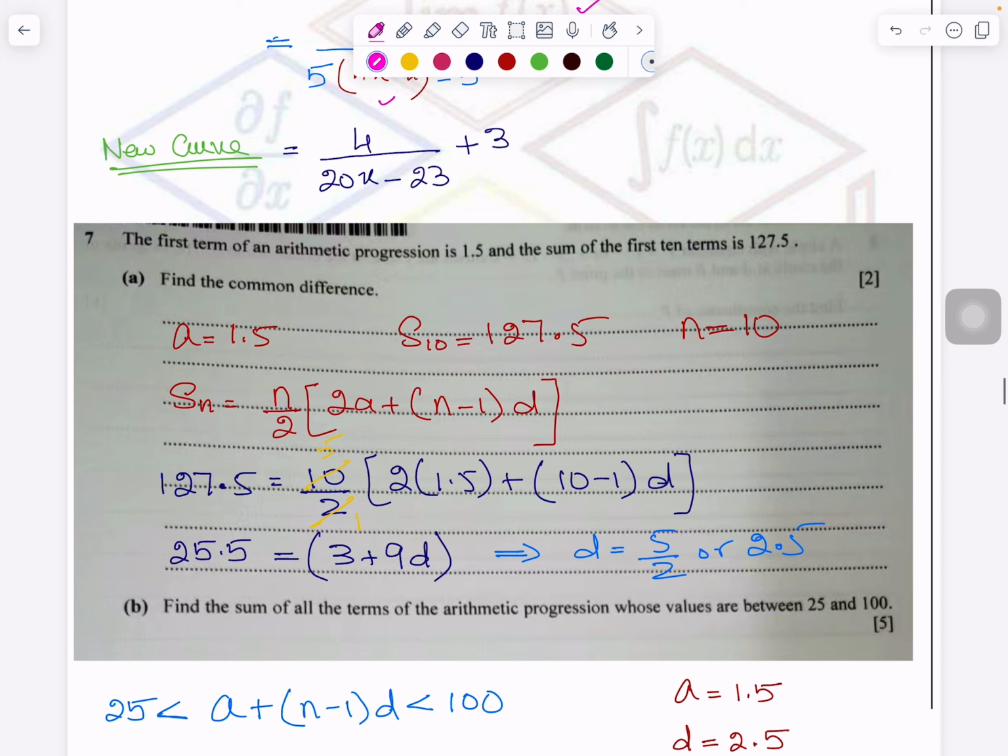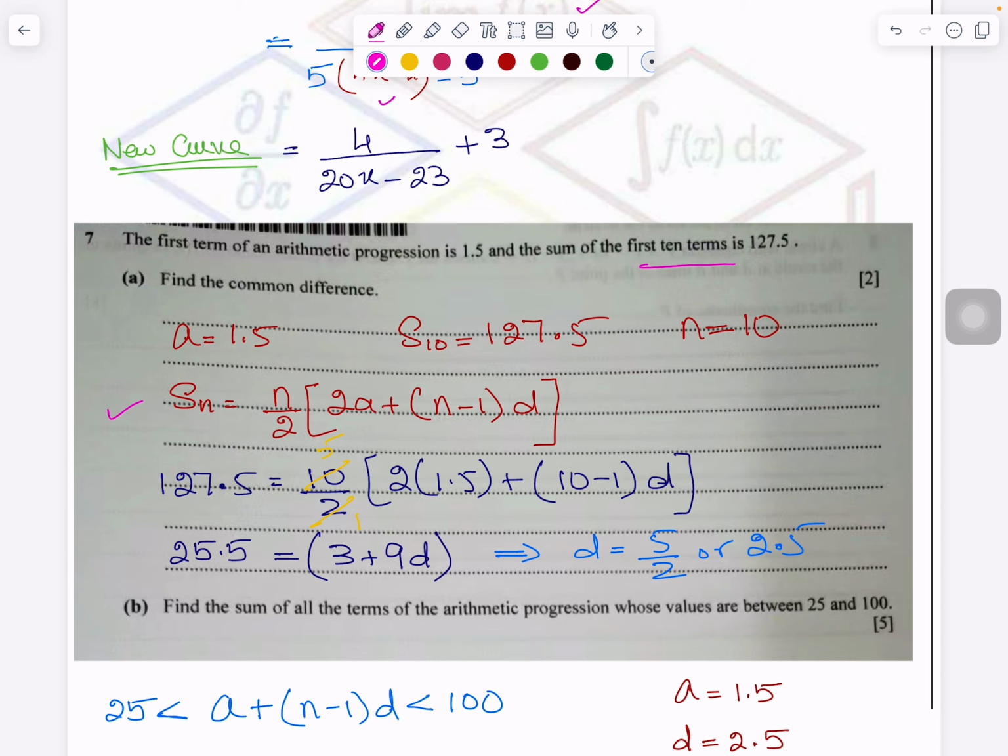Now this question number 7 is about the arithmetic progression. The first term is given to you and the sum of the first 10 terms is given to you. So you know the formula for the sum of the terms. Simply plug in the values in it and you will get the value of d.